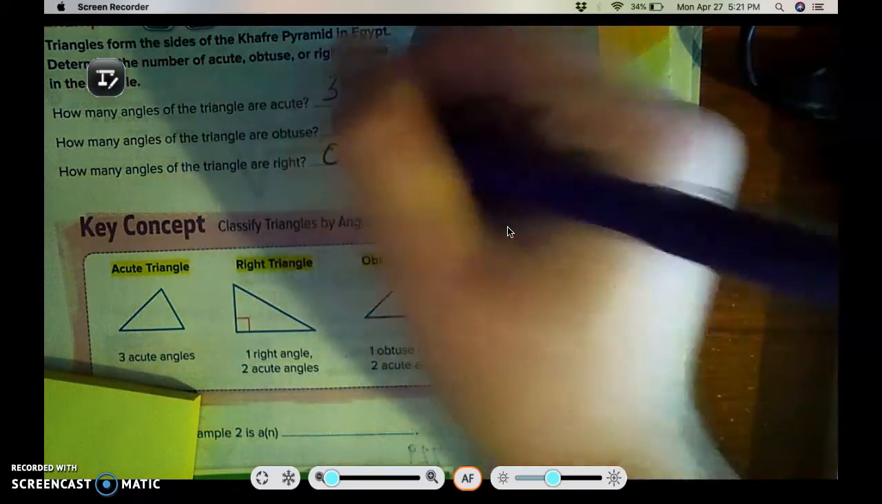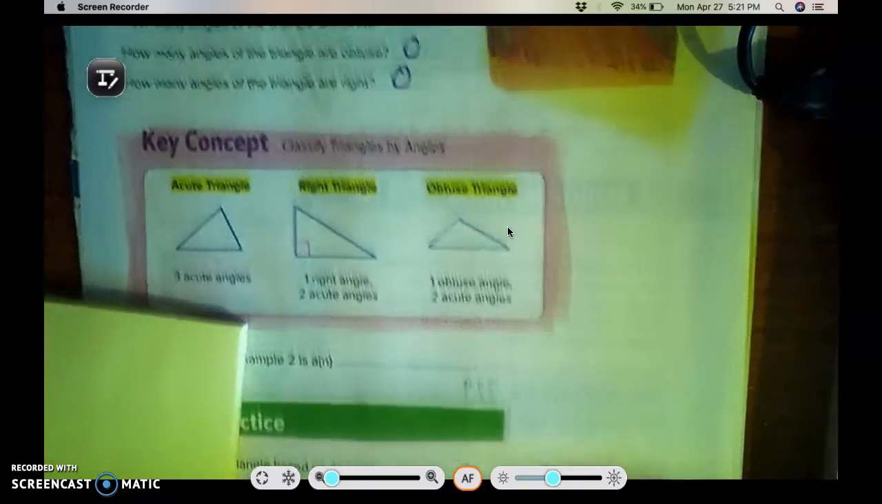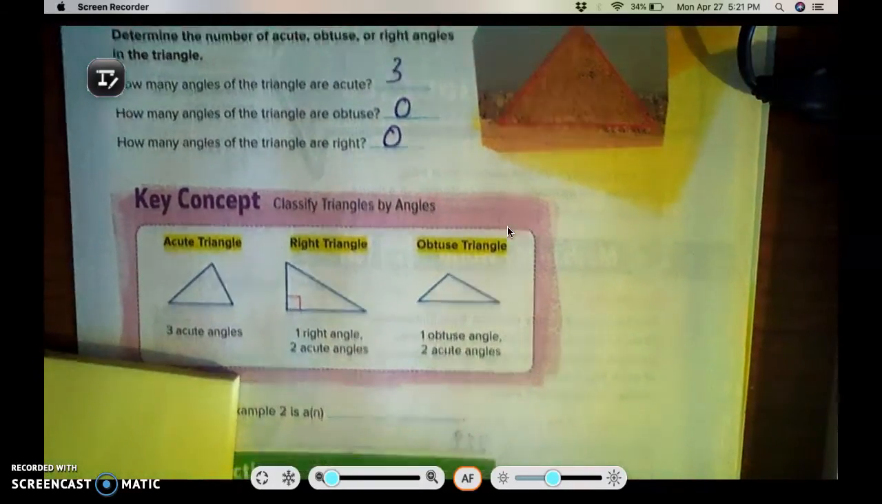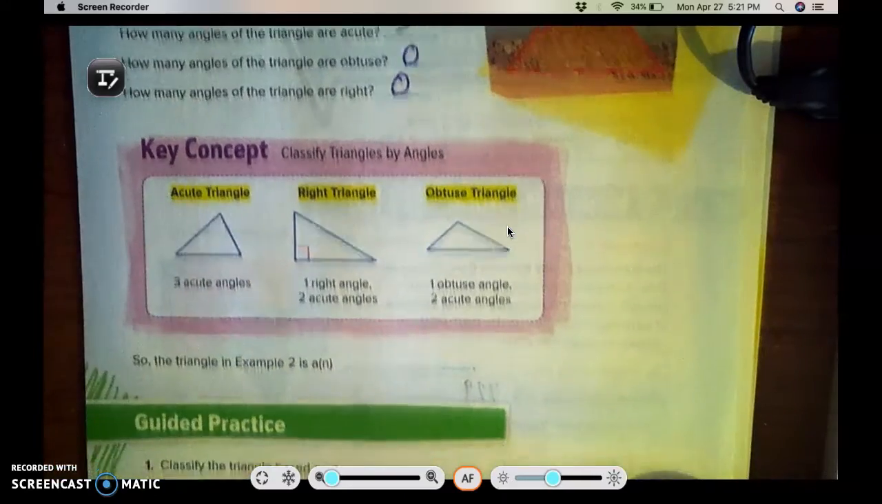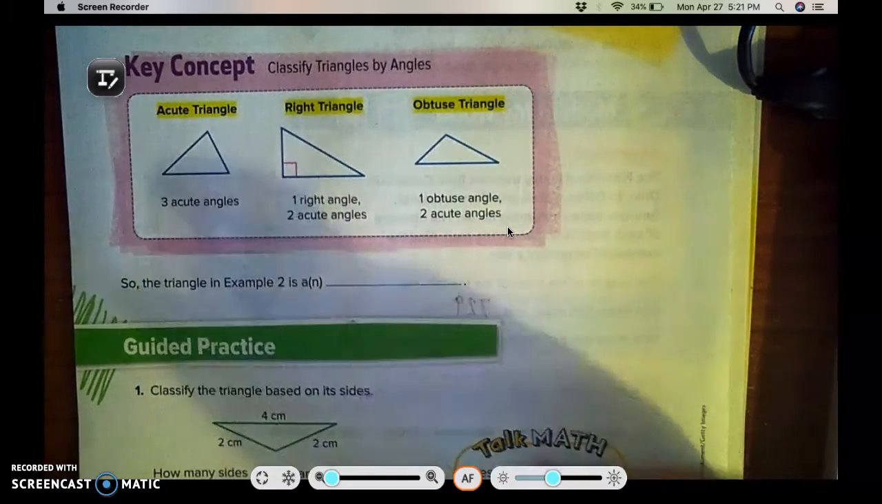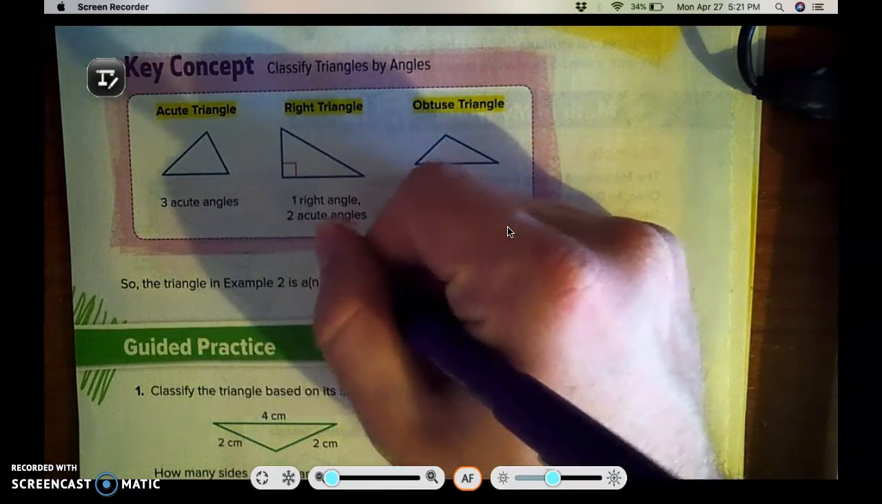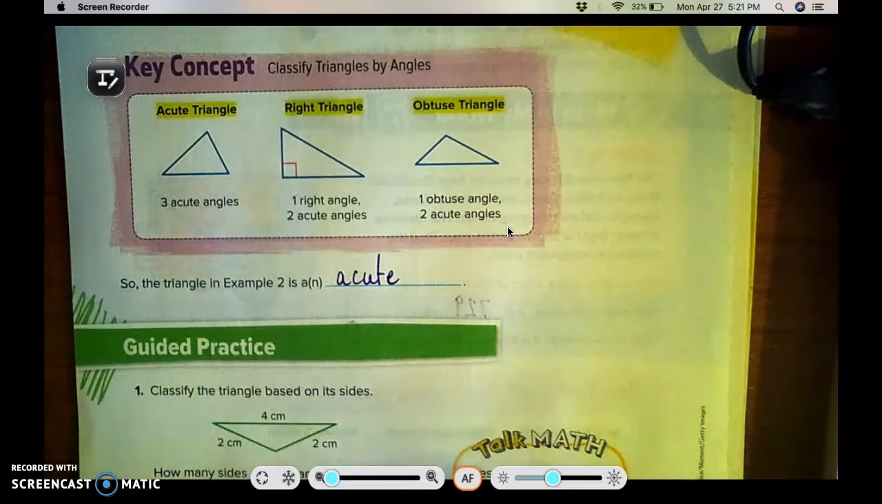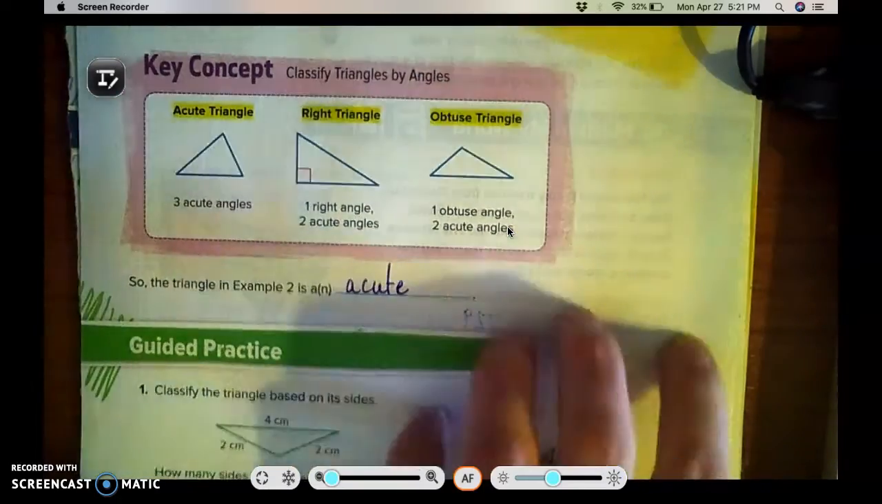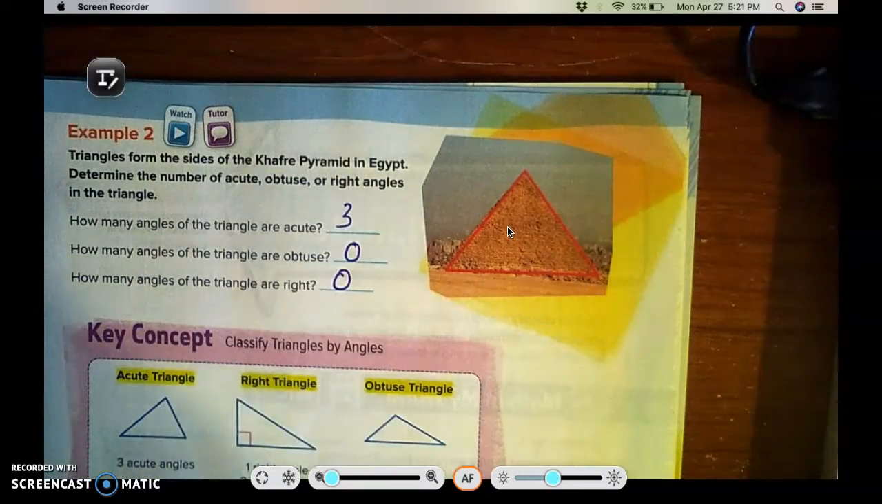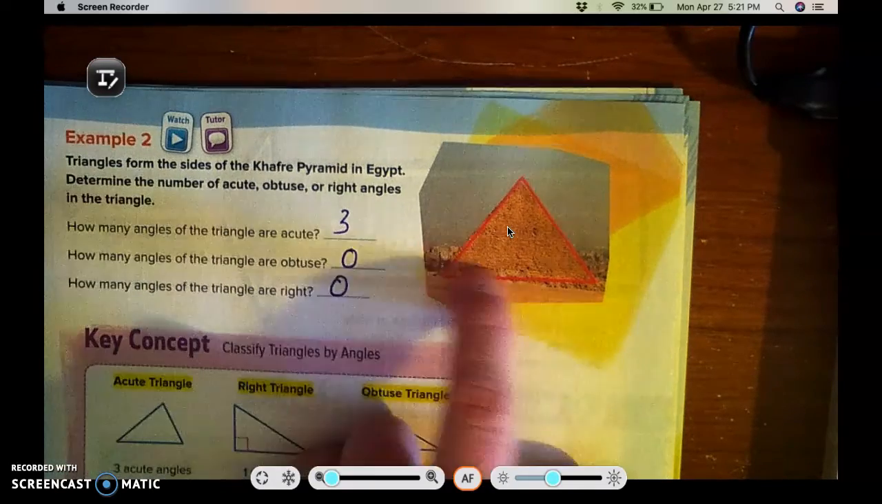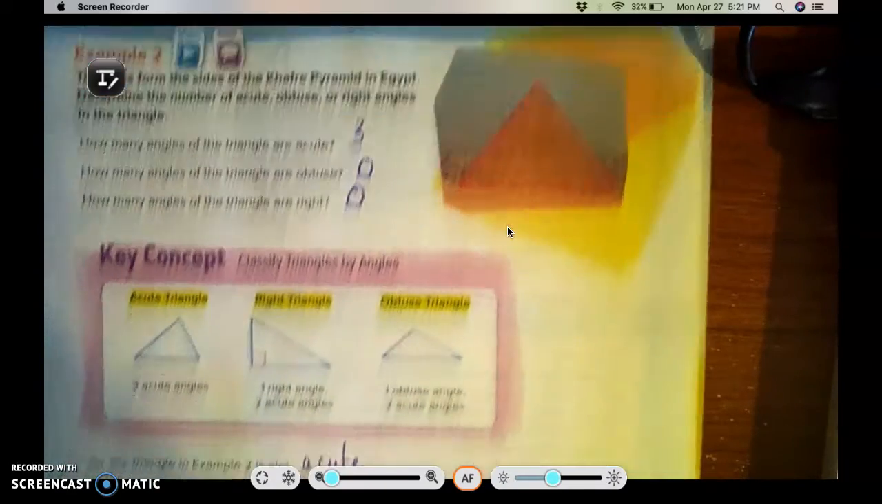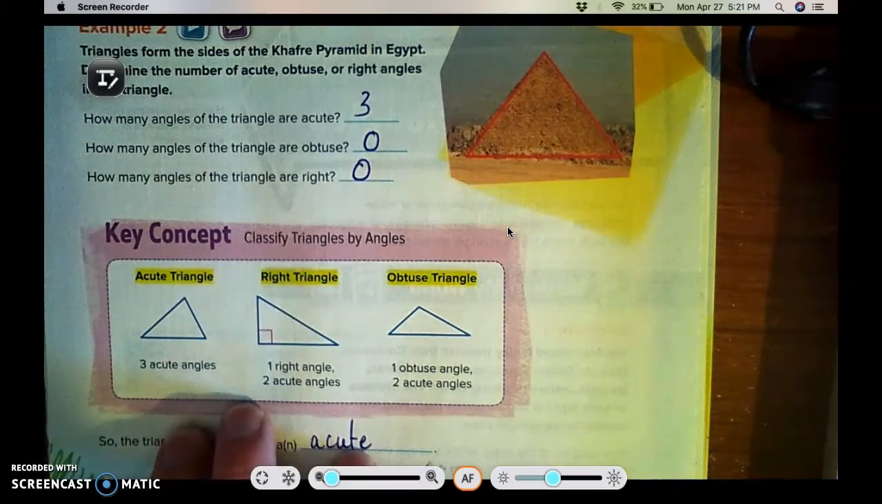So 0. Since we have no right angles, we have no obtuse angles, and we have 3 acute angles, we are going to have an acute triangle. And that's based off of the angles. It also looks like it would be an equilateral triangle because those sides look pretty even, although the base might be a little bit bigger. Yeah, that is based off the angle.